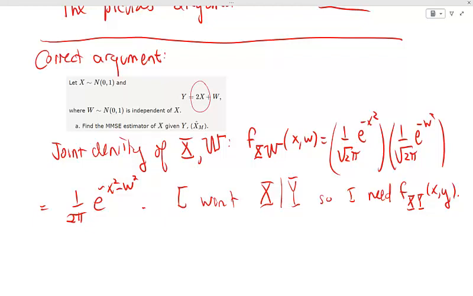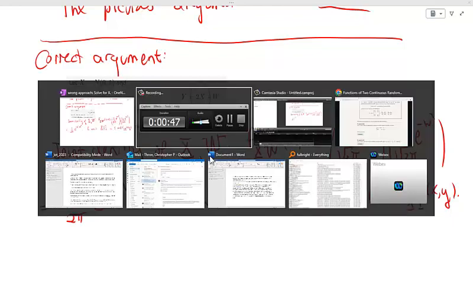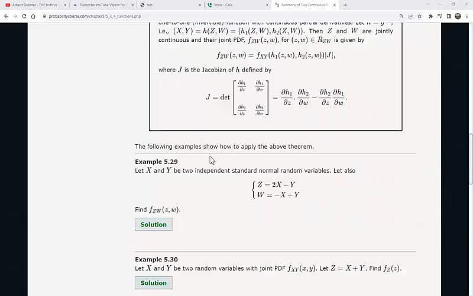Right. So in this case, you have to use the method of transformations. Fortunately, in the book, I was just looking at this, there is an example that's very similar to what we want to do. Here in this case, we have z equals 2x minus y, w equals minus x plus y, and we have x and y are two independent standard normal random variables, just like our x and w. And then you want to find f of zw.